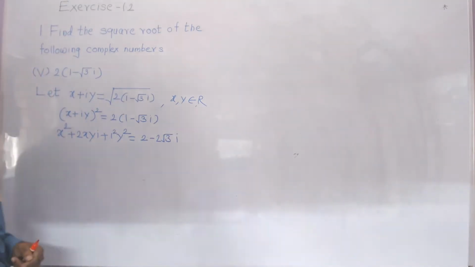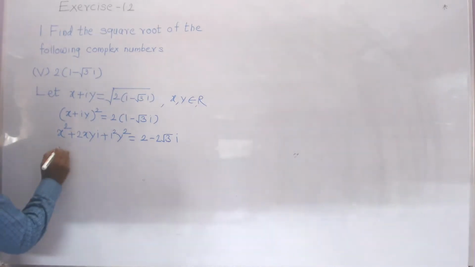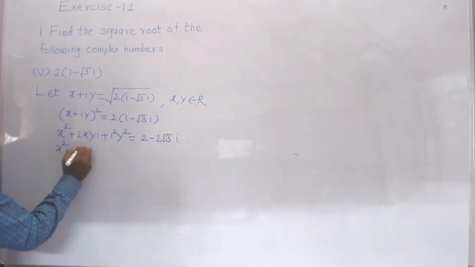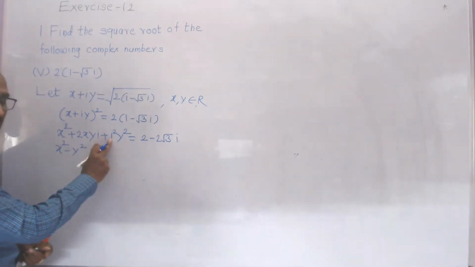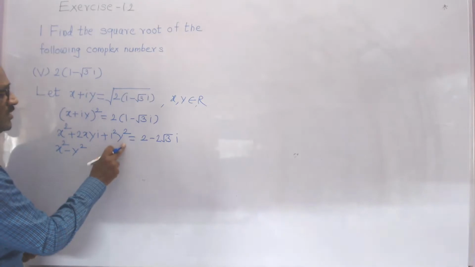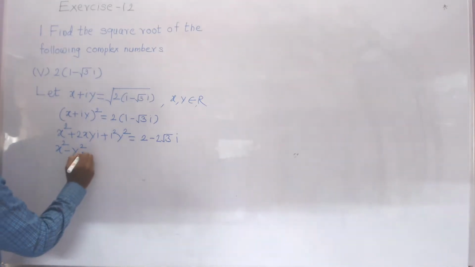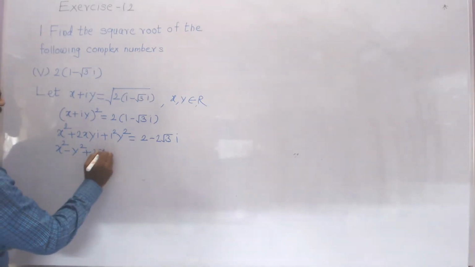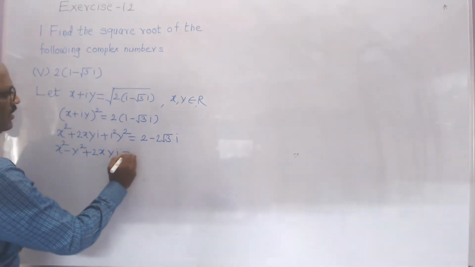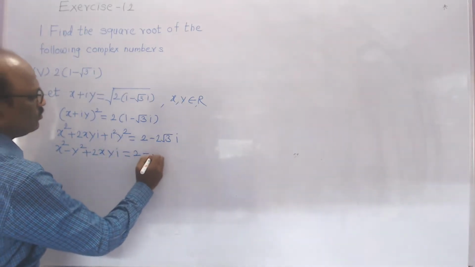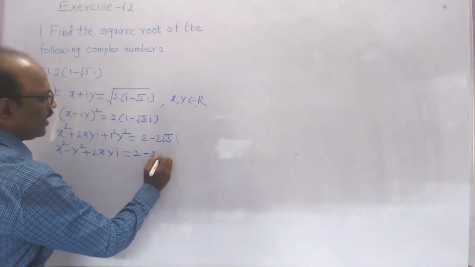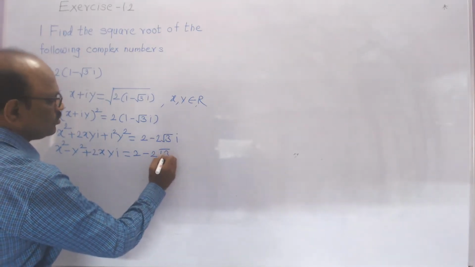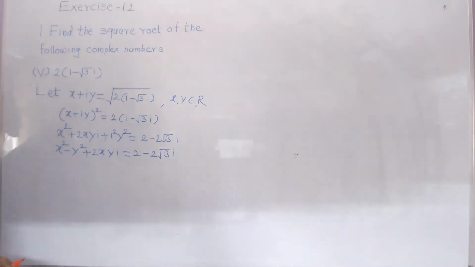Substitute the value of i square, which is minus 1. Therefore, x square minus y square, with i square equal to minus 1, gives minus 1 into i square is minus y square, plus 2xyi is equal to 2 minus 2 root 3 i.